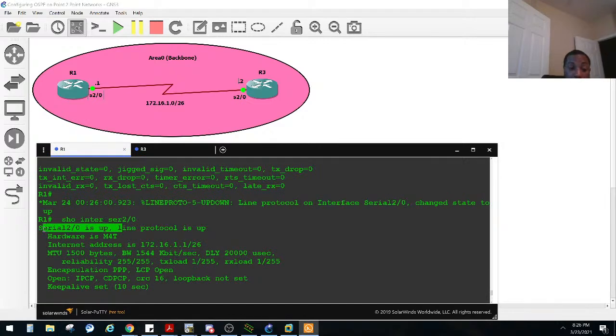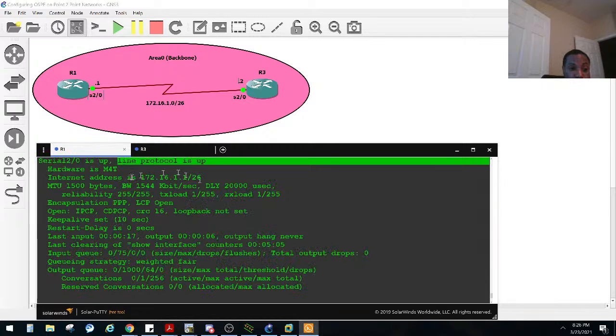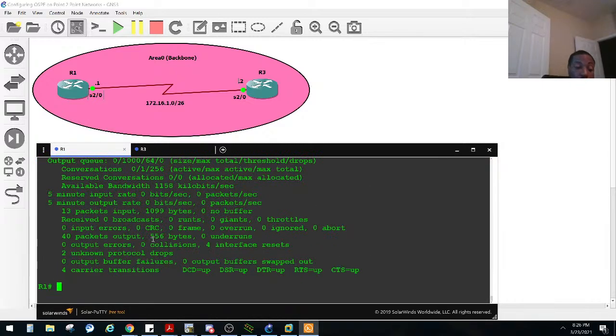The cabling is up, so we're good to go. And this lets us know layer 2 is up. So up basically means up. And what else did we want to see here? The clocking. I still want to verify the clocking, even though we came for OSPF. I still want to verify that.